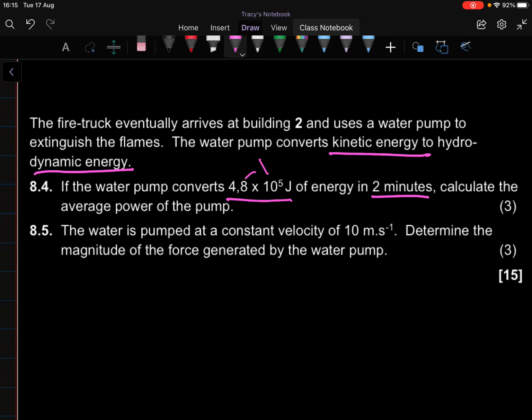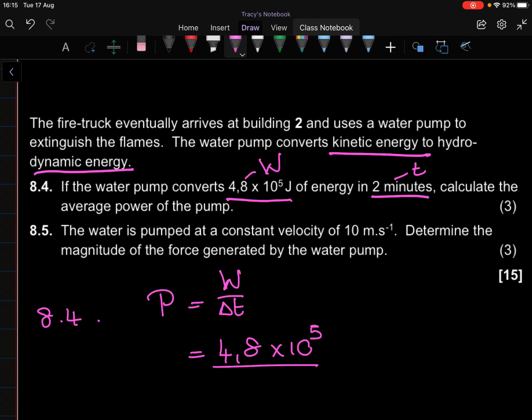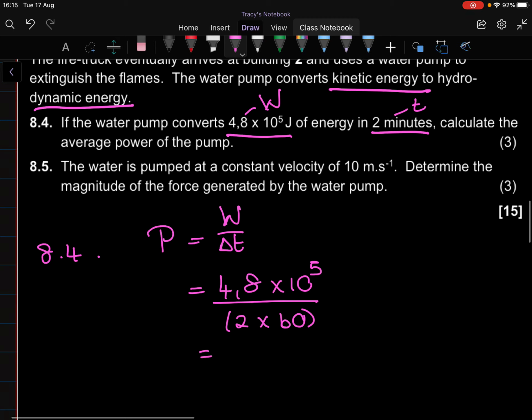Well, I've got how much work gets done in the time it's being done. So for 8.4, power is work over delta t. So I have 4,8 times 10 to the 5, over 2 minutes, so 2 times 60, has to be in seconds, and we're going to get 4,000 watts. Please don't convert to kilowatts unless you're asked to. What is our SI unit?